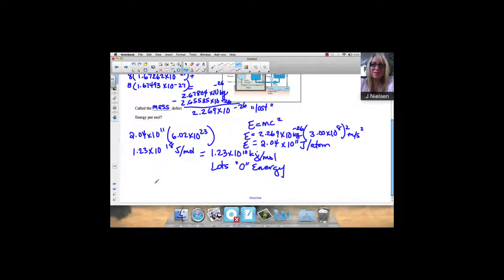Now, if we were to compare this to, say, the energy of CH4, which is negative 882 kilojoules per mole, what's going to produce more energy? Well, hands down, nuclear fission.